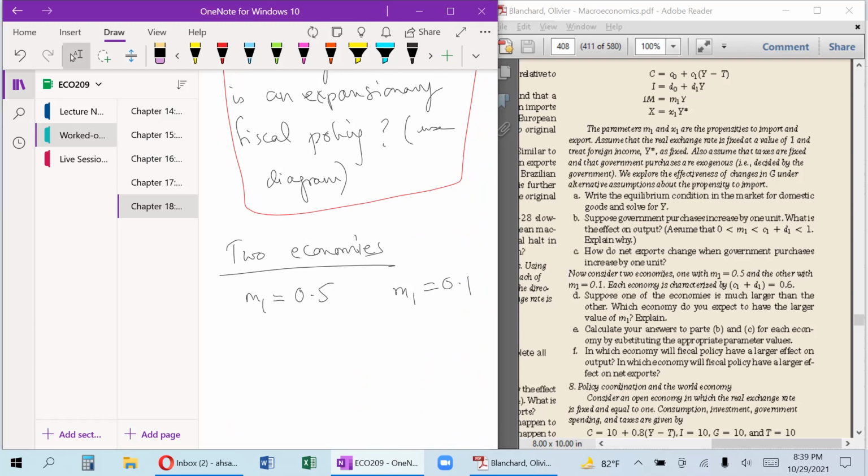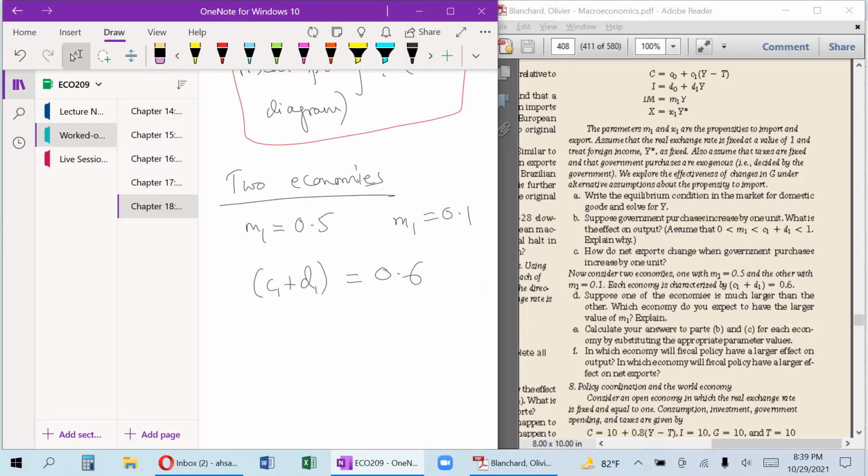And what else do we have? We know that for both countries, C1 plus D1 is equal to 0.6. So once again, I hope you guys have been able to figure out what C1 and D1 are, because if you have, then this problem will make a bit more sense.